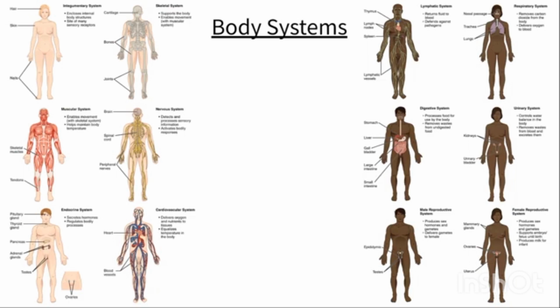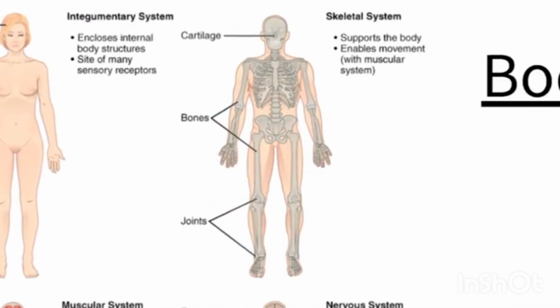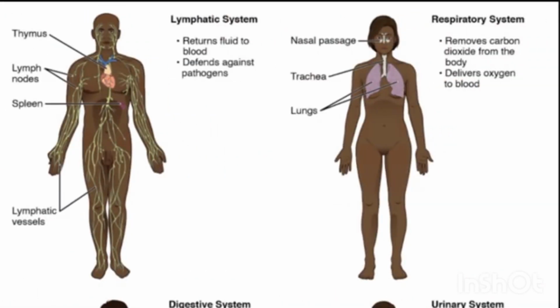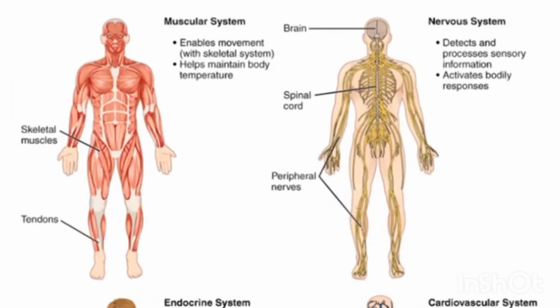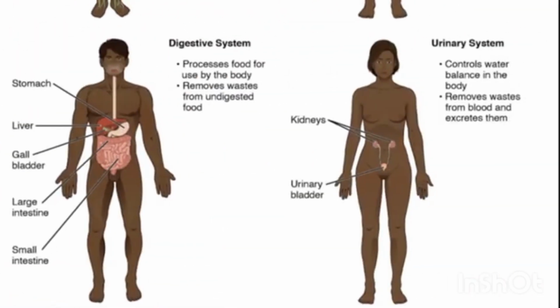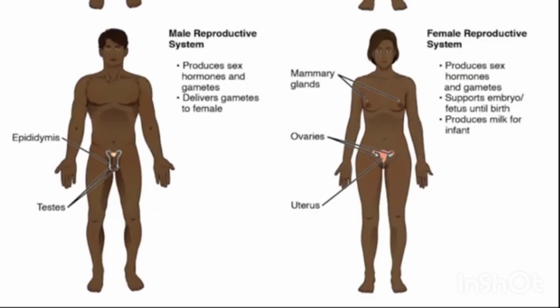From top to bottom and left to right, we have the integumentary system, the skeletal system, lymphatic system, respiratory system, muscular system, nervous system, digestive system, urinary system, endocrine system, cardiovascular system, and the male and female reproductive systems.